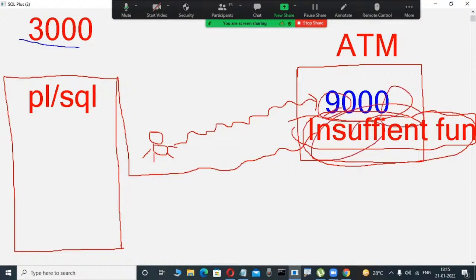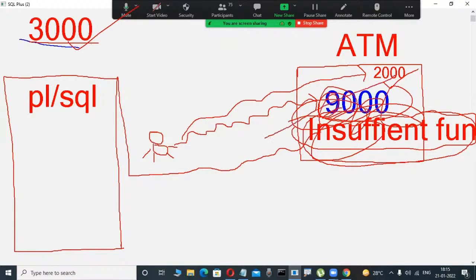Again, another scenario. For example, now my balance is 3,000. Suppose I insert the ATM card. Now I try to withdraw 2,000 rupees, for example. Is it possible? Possible. Why? Because my balance is 3,000. Here 2,000 is less than 3,000. That's why trying to withdraw is possible. We are withdrawing 2,000 in this example.